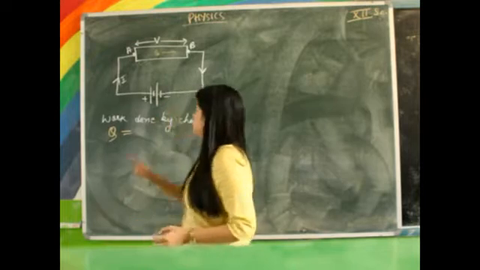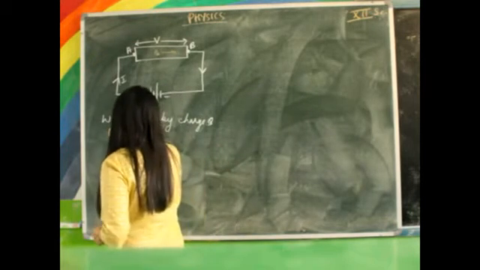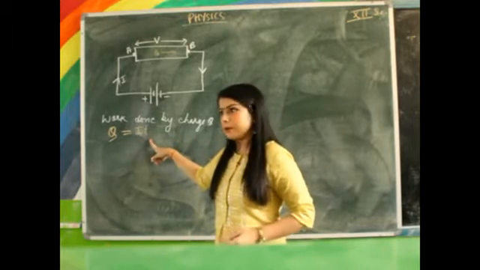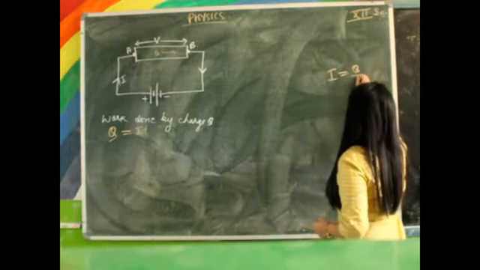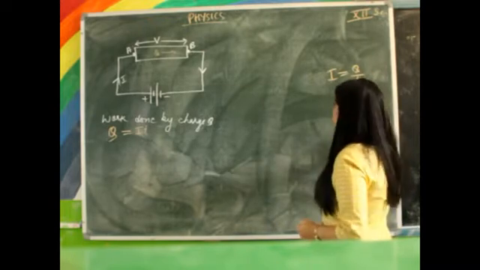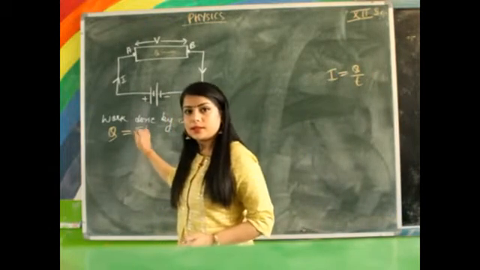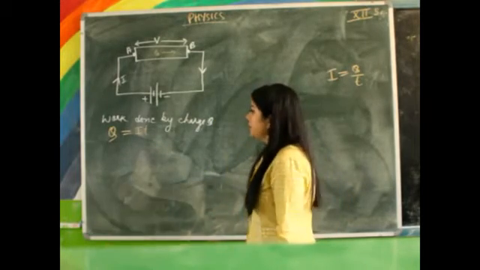The amount of charge which flows through the wire is given by the equation Q is equal to I into T. This you already know: I is current, T is time. I have written this from the equation I is equal to Q by T, current is charge per time. Just rearranging the equation, Q is I into T. This is the equation of charge. Next, you have to find the work done.